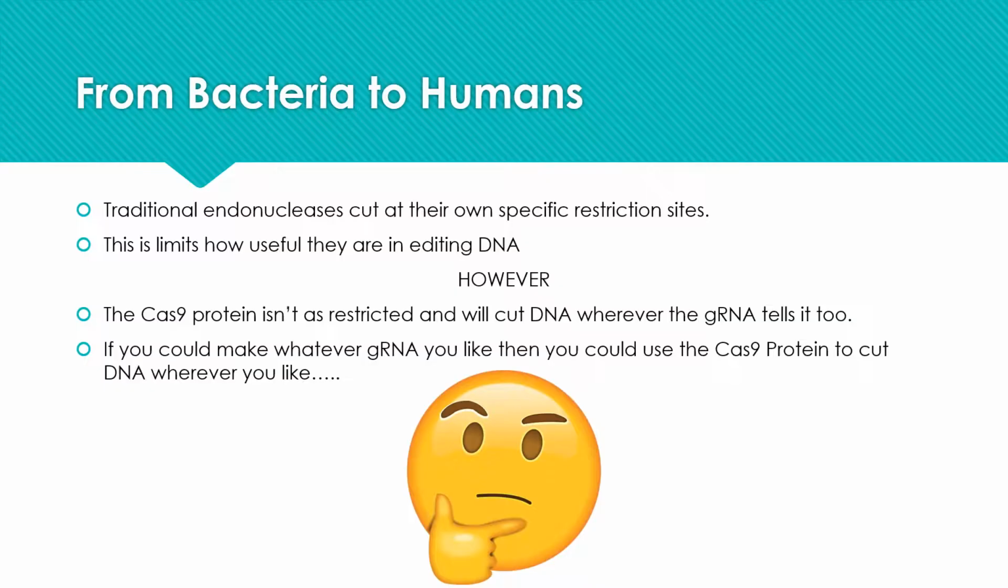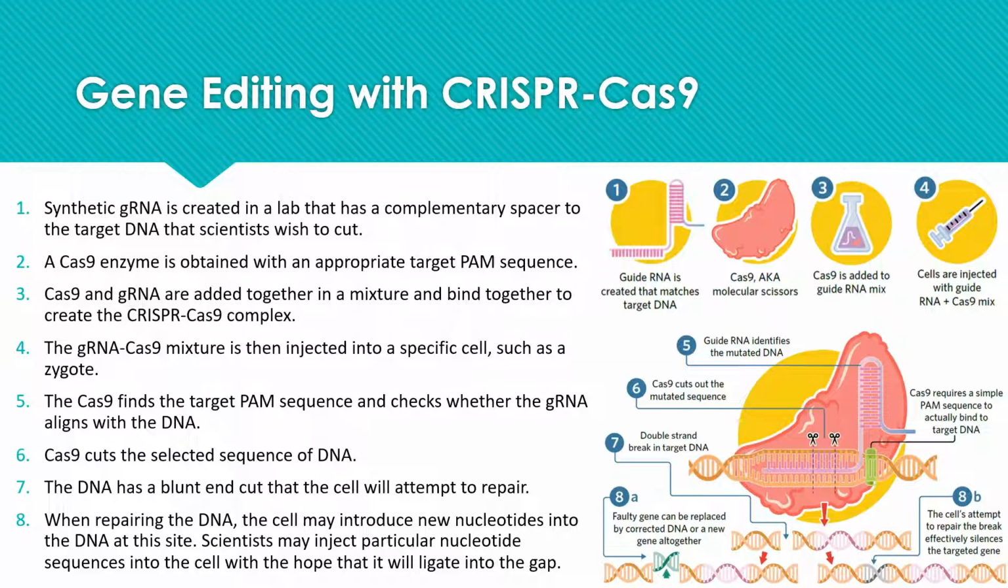And that is exactly what scientists are working towards and have been doing. So let's have a look at how we can take this CRISPR-Cas9 system from bacteria and put it into a system where we need to use it to edit genes. Now, I've got a step-by-step here, so we're just going to walk ourselves through it.